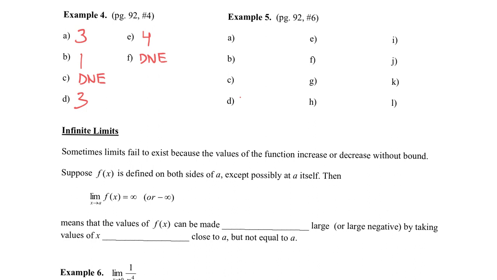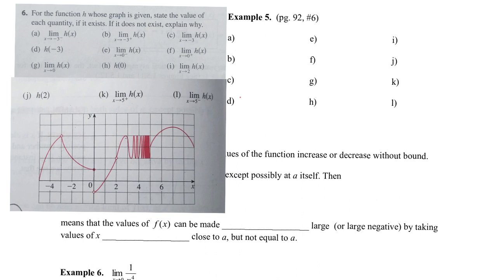Example 5 on the handout refers to problem number 6 on page 92. Okay, so I've got the picture right here. If you have your book, of course you can use your book, but this is the picture of this problem. So you know what to do. Don't wait for me. You have to try these out. If you don't go through the process of learning how to do this on your own, you're not going to learn it. So do the right thing. Pause the video, try to figure these out, and then when you have your answers, come on back. But I will give you a heads up on one of these.